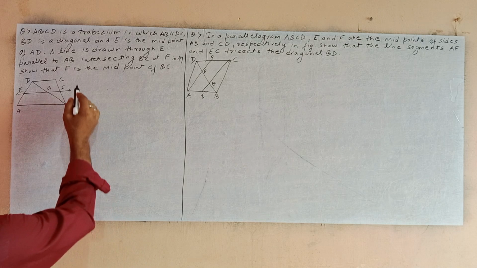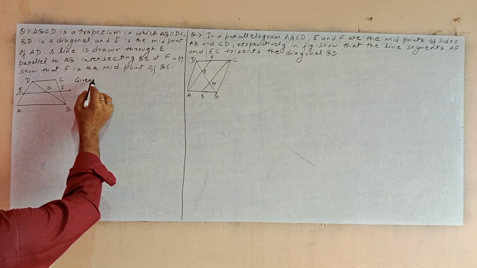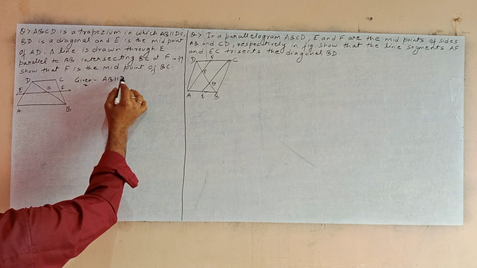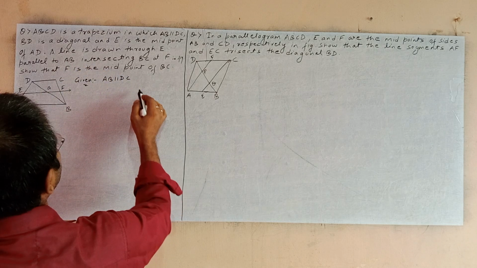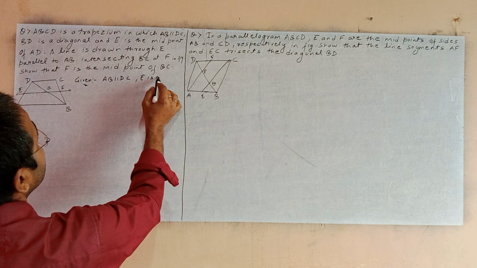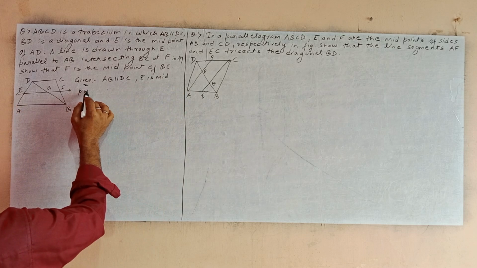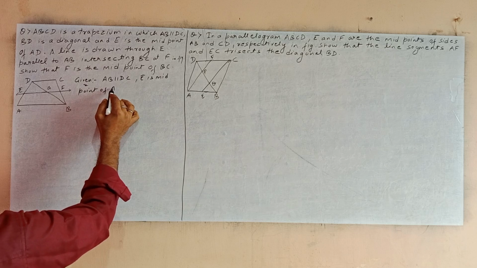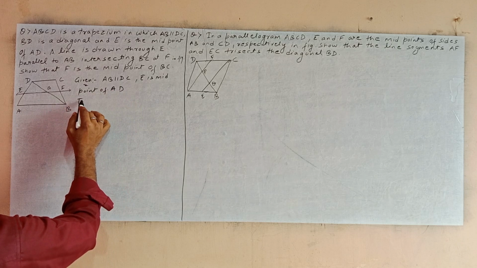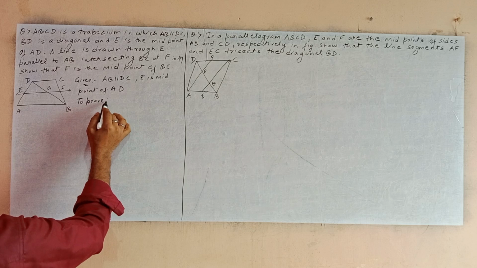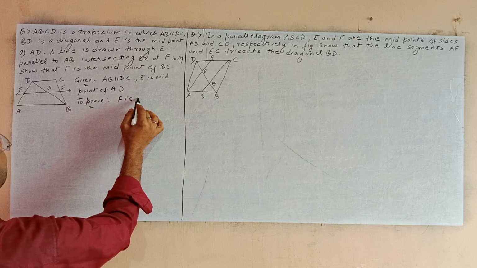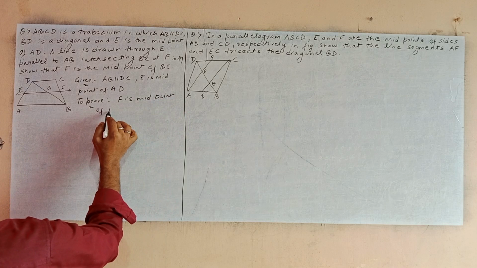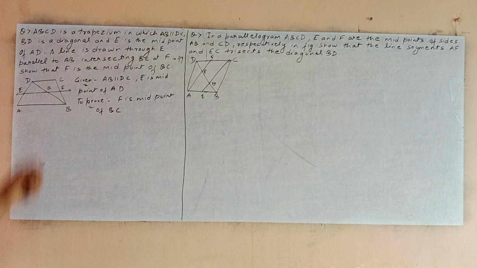So here, first of all, write down the given part. What is given here? It is given that AB is parallel to DC. First thing. Second thing is given: E is the midpoint of AD. Now you have to prove. To prove, you have to prove F is the midpoint of BC.